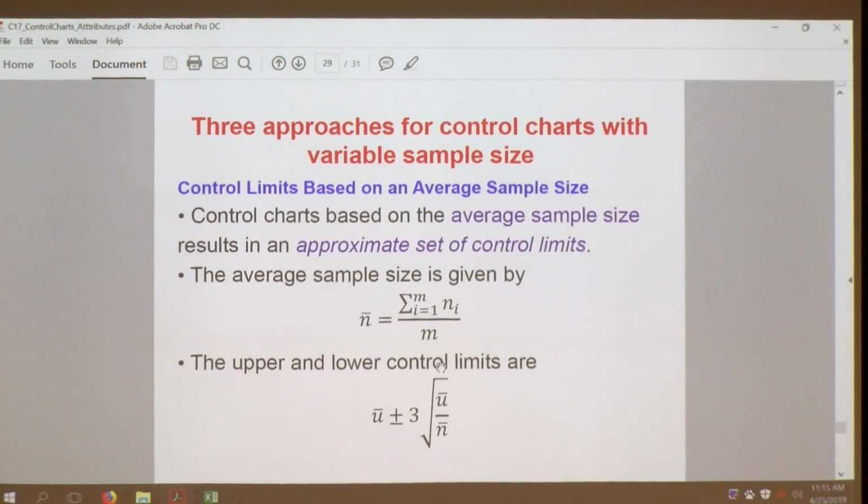Now, based on the average sample size, this will be an approximate set of control limits. The average sample size is, you have m samples, right? This is a sample size in each sample. Then you add all of them together, divided by m. This is an average sample size. Then you just use the average sample size.